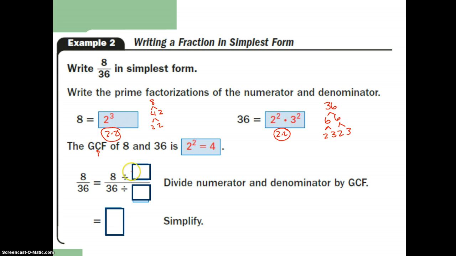That's how you know what to divide by. Again, you can just do some guessing and checking too, but you're going to divide both of them by 4. 8 divided by 4 is 2. 36 divided by 4 is 9.